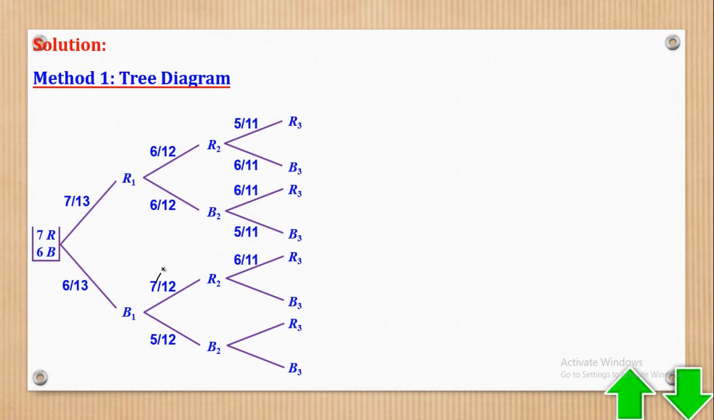Then here, this reduces by 1 and this reduces by 1 to give you 6 over 11. And the complement is 5 over 11. Then here, this reduces by 1 and this reduces by 1 to give you 4 over 11. And the complement is 7 over 11. So now that we have filled the tree diagram, we can answer the questions.